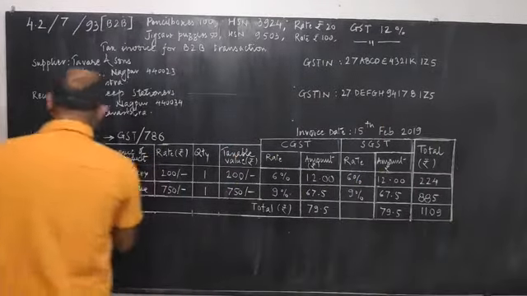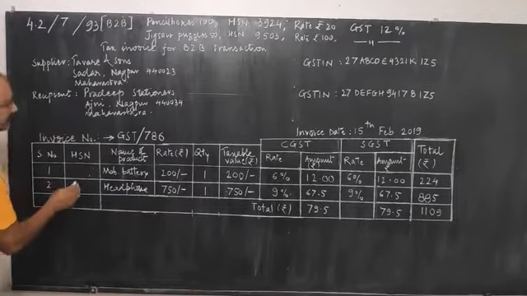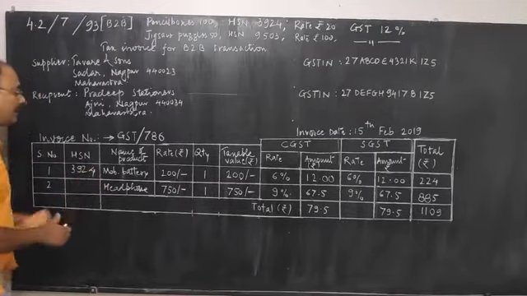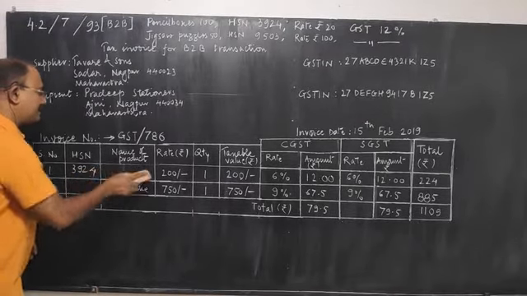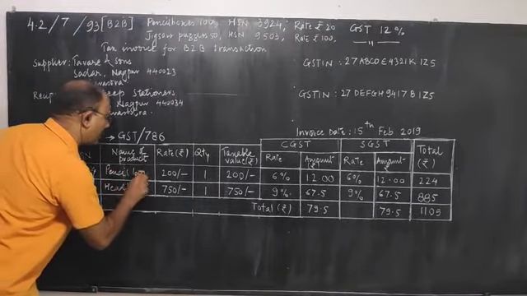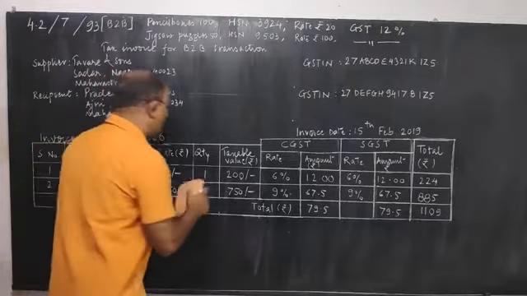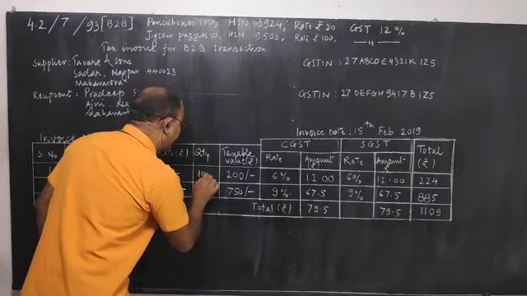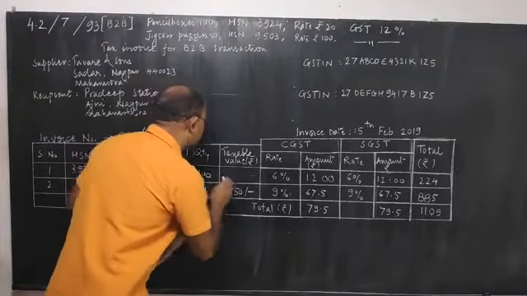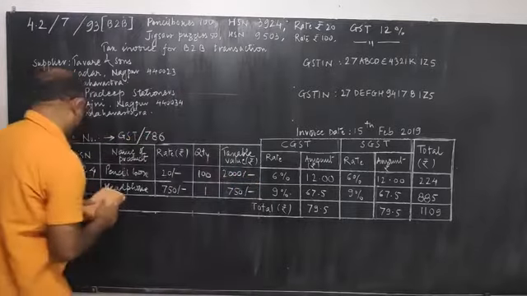Given HSN we will write is 3924. Here pencil box, let us write pencil box. Rate is rupees 20. Quantity, it is given 100 boxes. So total will be 100 into 20, that is rupees 2000. Okay, let us complete this side also.